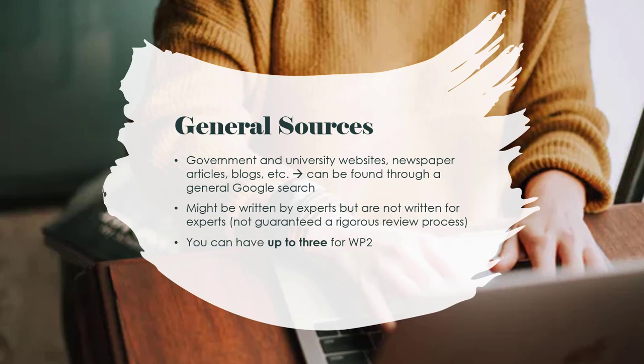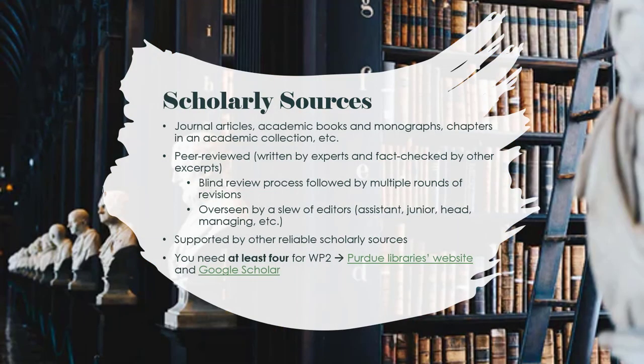And remember, for the purposes of writing Project 2, you guys can have up to 3 general secondary sources to include in your argument. The other kind of secondary source that y'all are going to be sifting through is a scholarly source. Scholarly sources can be journal articles, academic books, or sometimes we call academic books on a particular subject monographs, or chapters in an academic collection, anything like that.